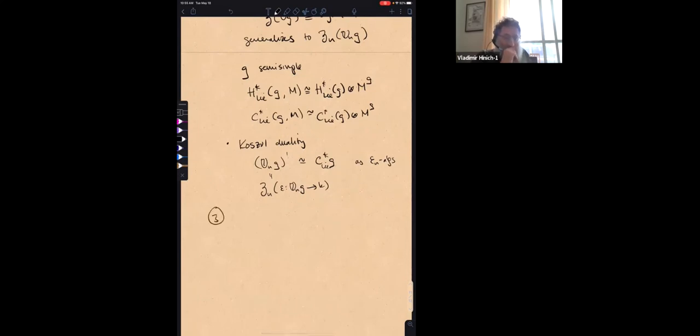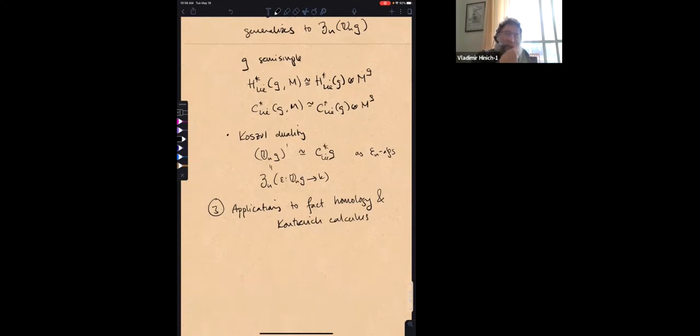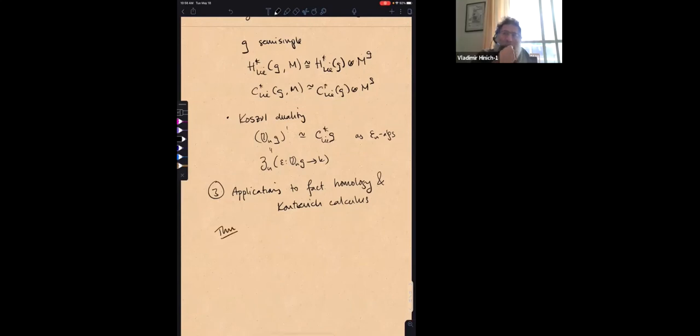Maybe just to finish up, I'm trying to survey some applications. Hopefully it's imaginable why having an explicit model would make your life particularly easy. So there are applications to factorization homology, because we have this explicit fact, and that's related to Kontsevich calculus. Geoffroy Horel has a very nice paper about this. An example of the kind of thing you can prove because we have this nice model is the following.